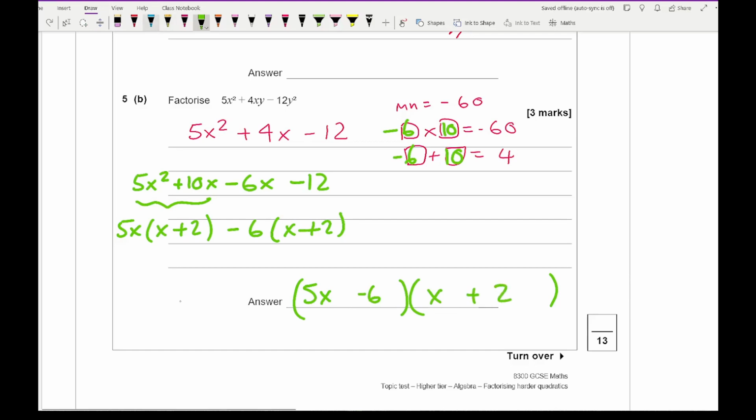And then don't forget the y. So I just stick a y there and a y there. And again, to double check, I can just expand the brackets out, but eventually it will give me this.